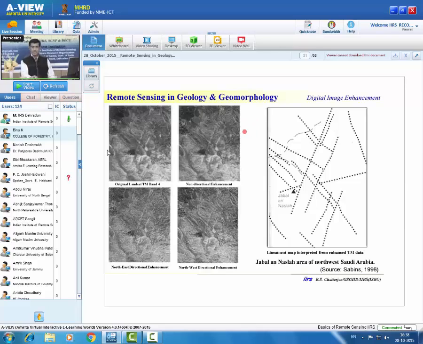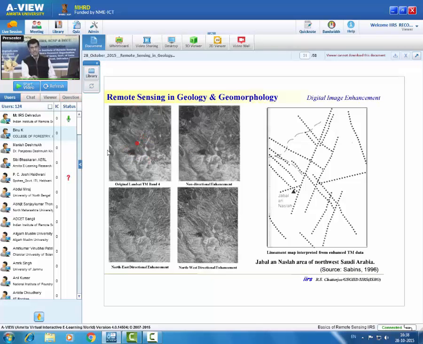Mostly for identification of these geological structural features, we generally go for spatial filtering and transformation, like principal component transformation. In this case, this is the original satellite image. It is a band 4 TM image. If you can identify the geological structures, like we can identify here, in that case you apply some gradient filter or directional filter across the trend of the geological structures.